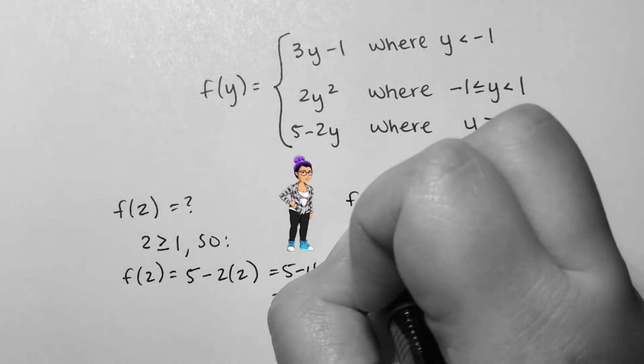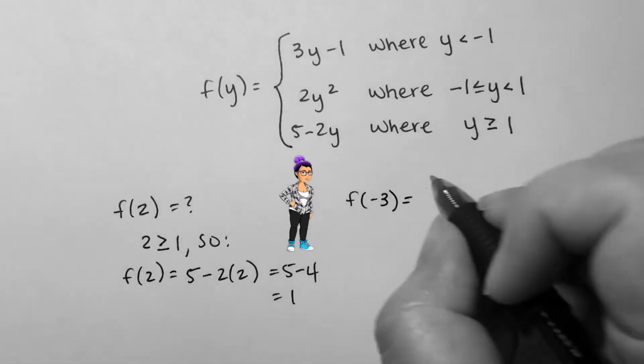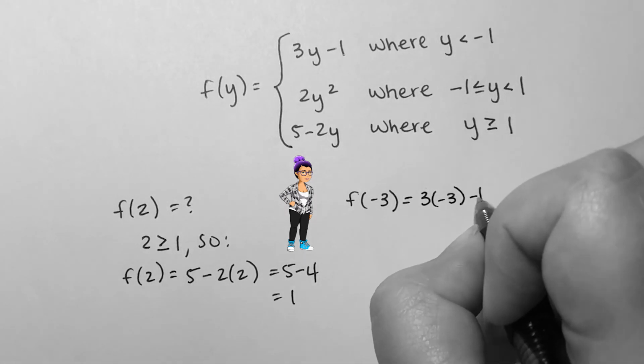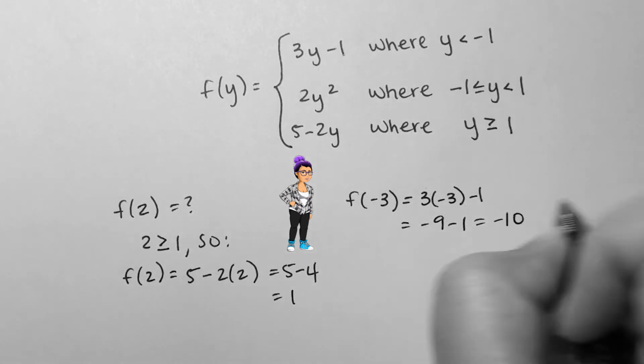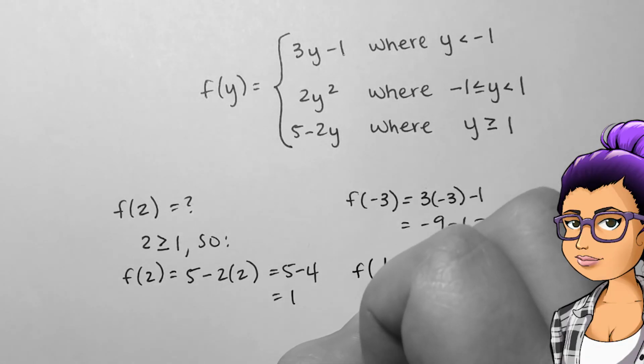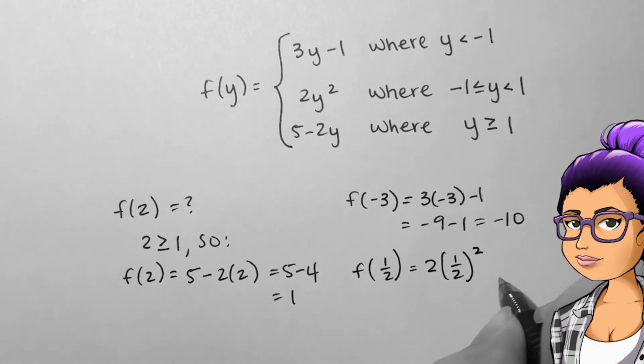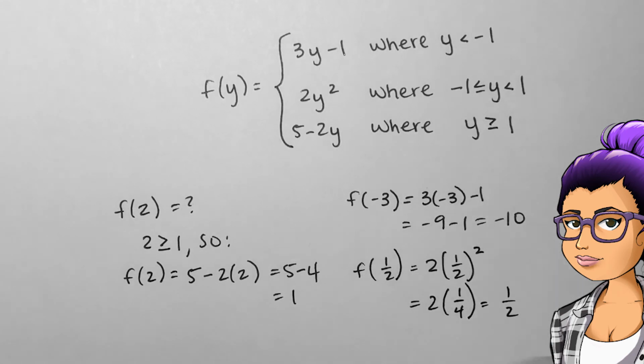If I want to find f of -3, I can only use the first piece to find that f of -3 is -10. And if I want to find f of 1/2, I can only use the middle piece to find that the output is also 1/2.